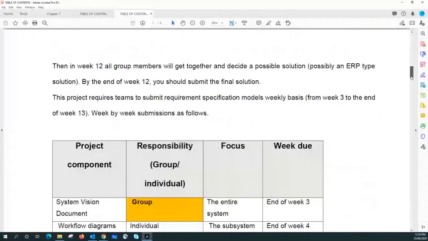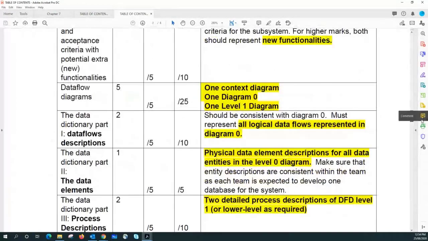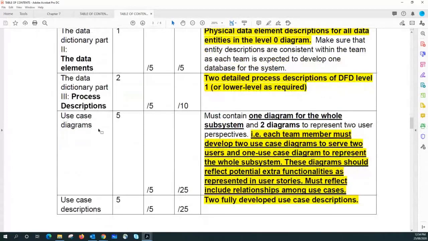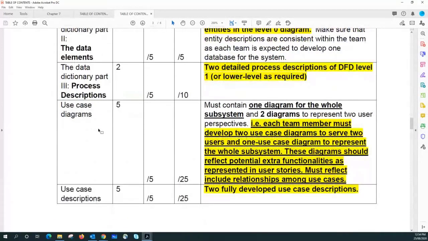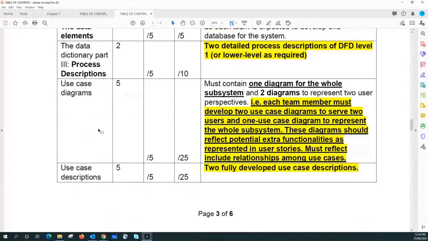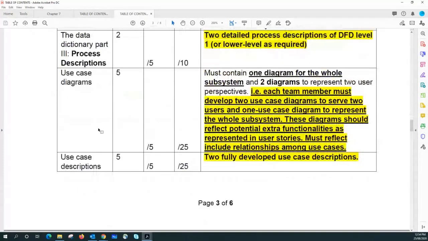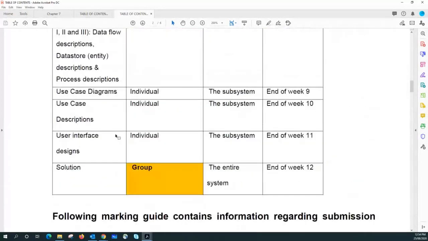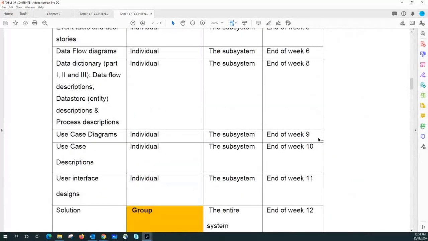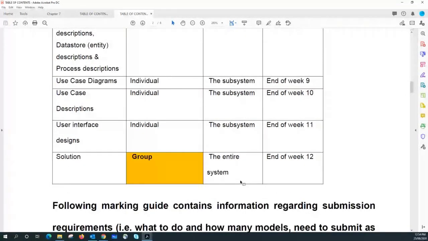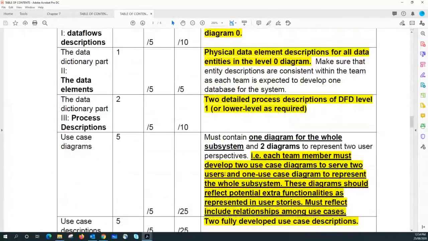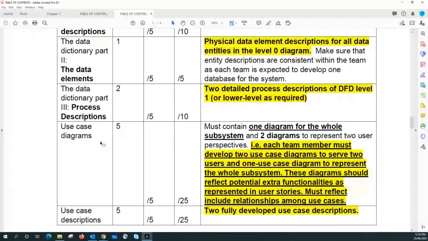Okay, let's go to the right. So you already completed this stuff. Right now you are here, isn't it? So this is what you need to submit this week. Is it this week? Let me have a closer look. End of week 9, yeah, so end of week 9 is the use case diagram. If I go back to the marking scheme, this is what you need to focus on.